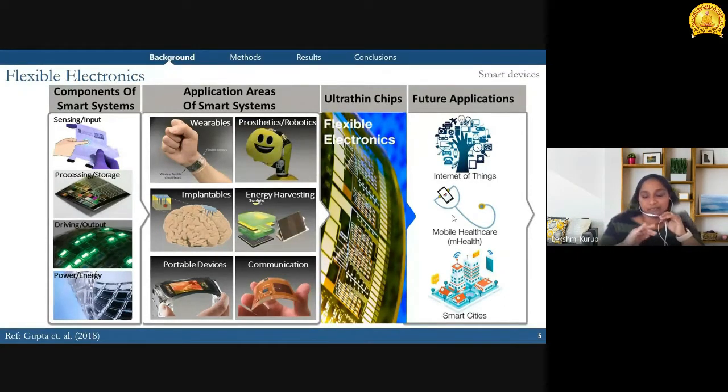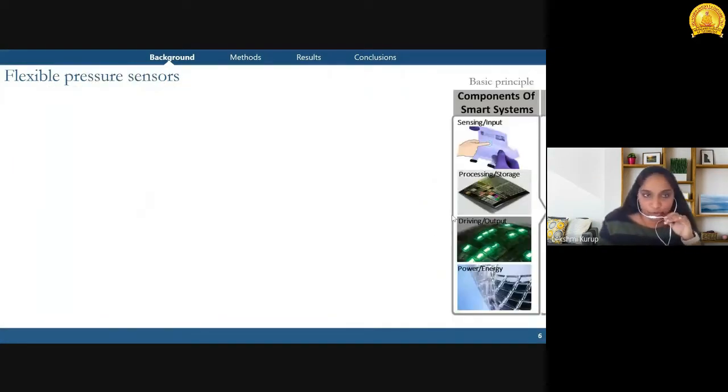So we have just gone through an introduction to flexible electronics, and our flexible capacitive sensor falls under this flexible electronics, as it is just the sensing unit, or the input, of a smart device. So now moving on to the topic, that is the flexible pressure sensor.